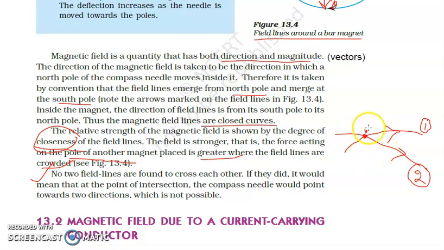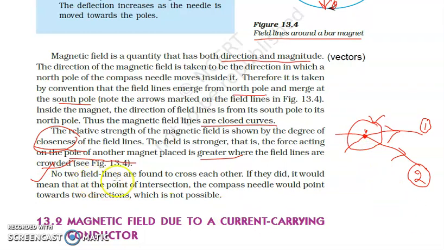So that is why we say two magnetic field lines cannot cross at a single point, because if they cross at a single point, there will be two directions of field at that point, which is not possible. It means at one point the magnetic field has a single direction, and at another point the magnetic field will have an entirely different direction. So if two magnetic field lines cross at a point, it means at a single point there are two directions, which is not possible.